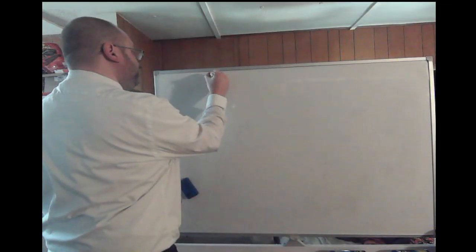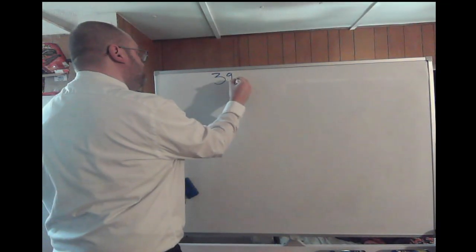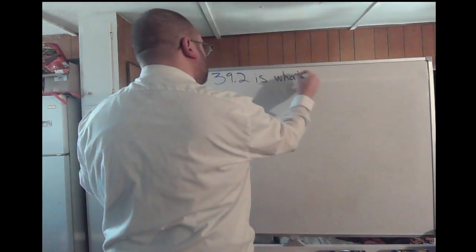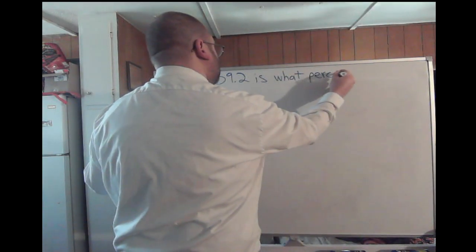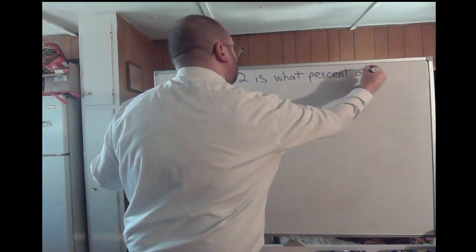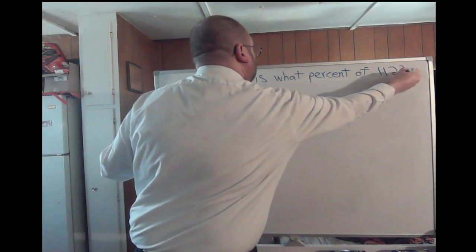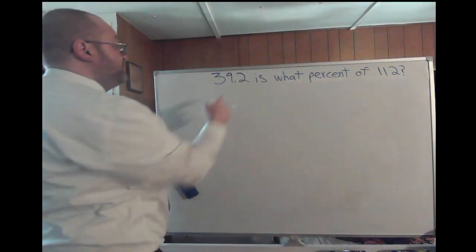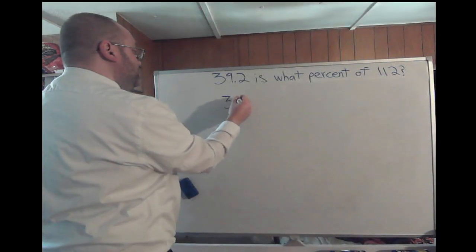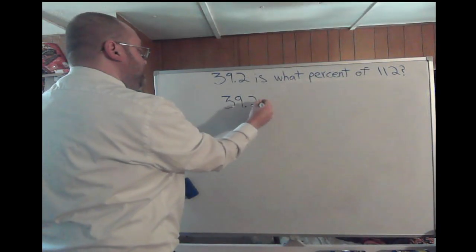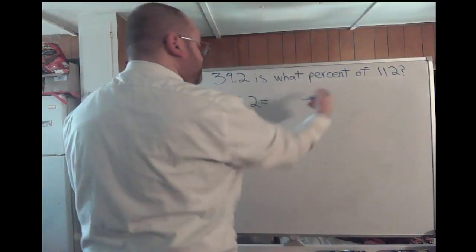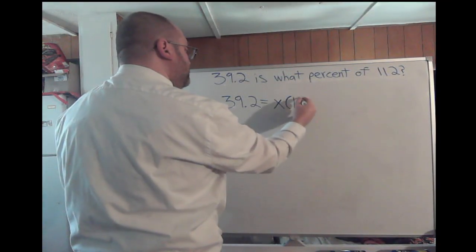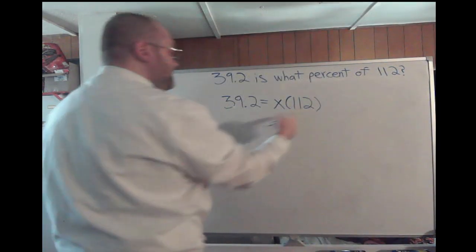All right, so 39.2 is what percent of 112? So 39.2 is what percent of 112? Well, 39.2 is, so that means we have 39.2 is equal to what percent of 112? So that what percent, that's just going to be x times 112, because that's of 112, that means times 112.